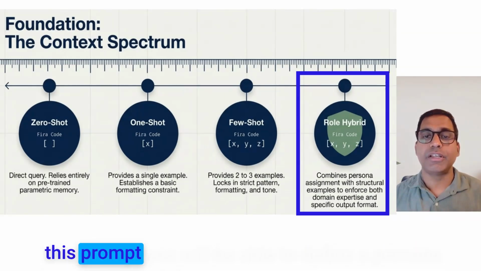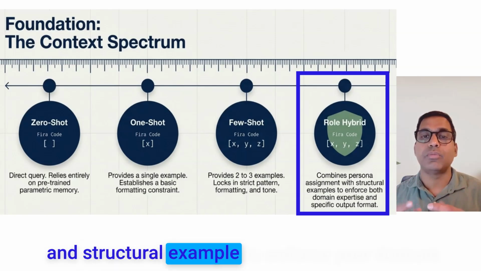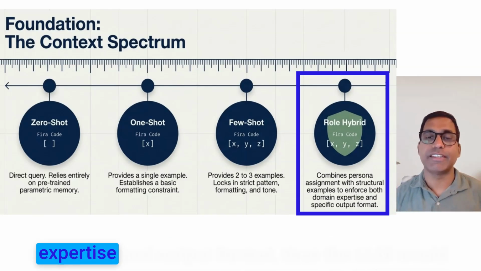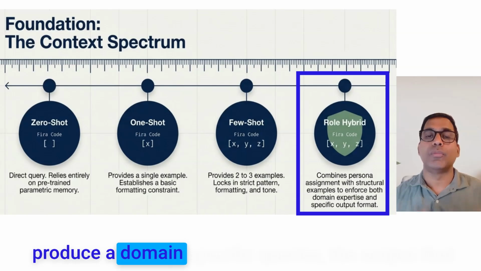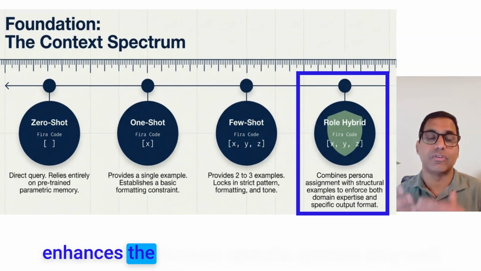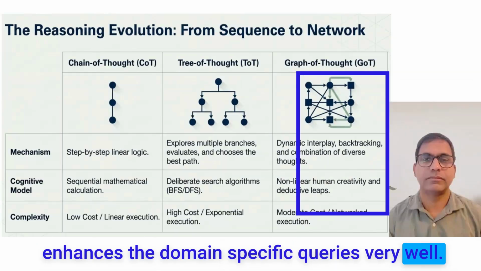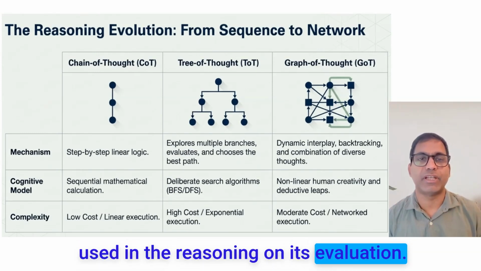In this prompt, you will be able to define a persona and a structural example to enforce your domain expertise and output format. Then the LLM would produce domain-specific output that enhances the domain-specific queries very well. Let us discuss the prompt engineering used in the reasoning and its evaluation.